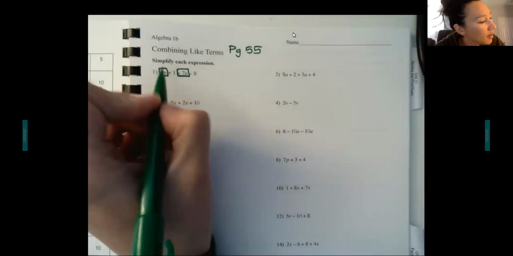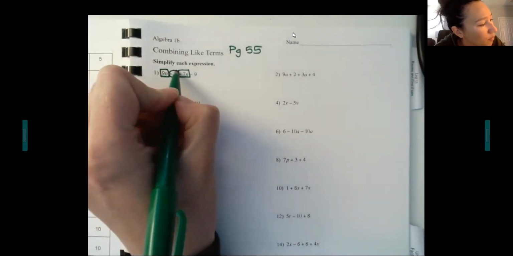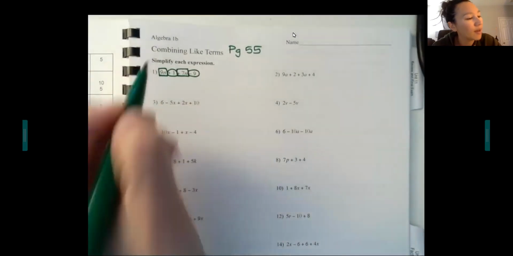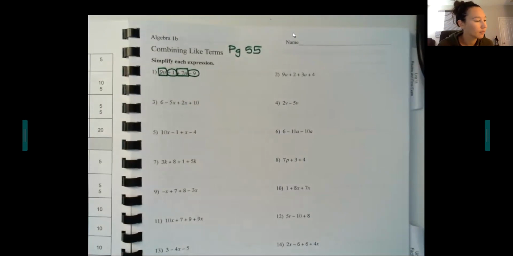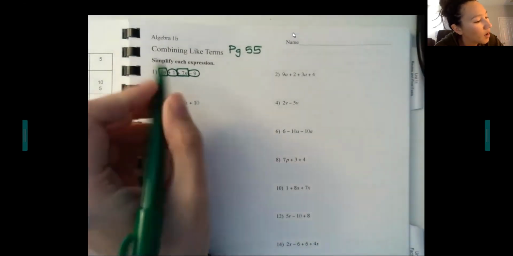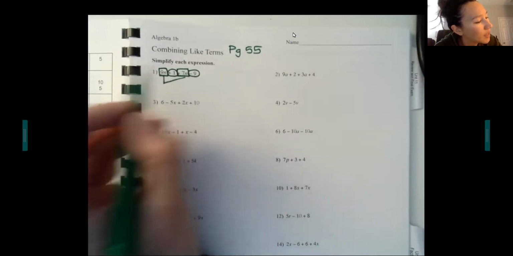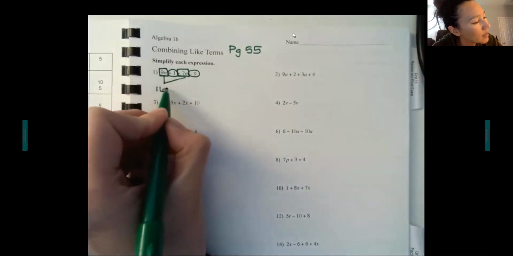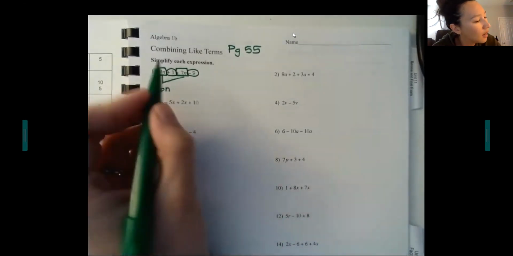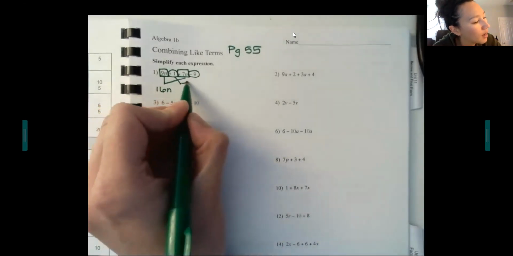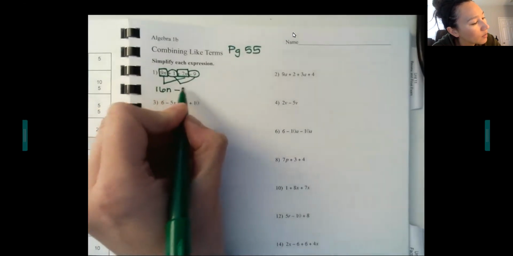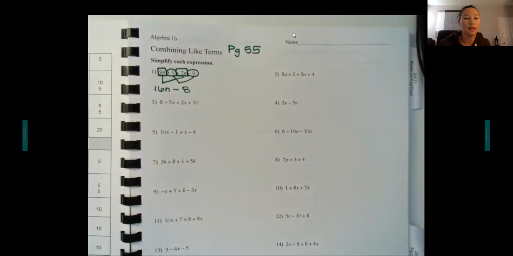And then the other like terms we have are the positive 1 and the negative 9. So now that we did step 1, we identified our like terms, we can do step 2, which is to combine like terms. We'll always do the ones with variables first. So 9n plus 7n, 9 plus 7 is 16. So we have 16 n's. And then 1 and negative 9 would be negative 8.